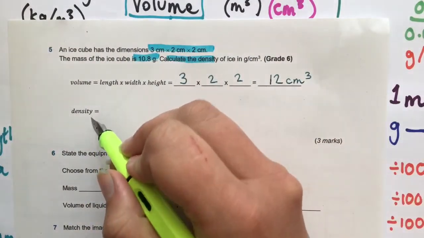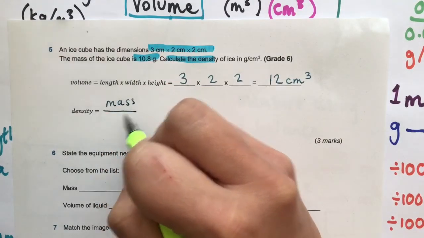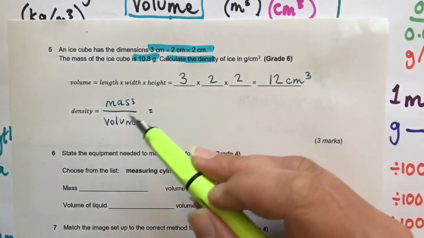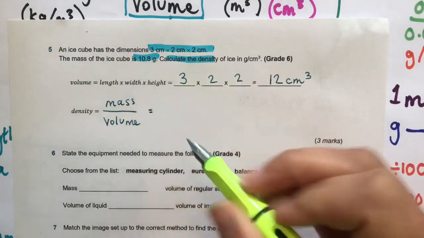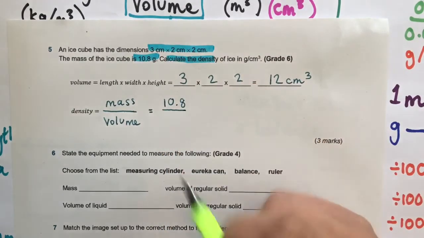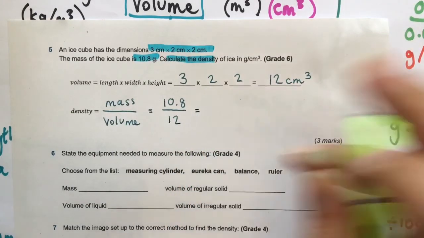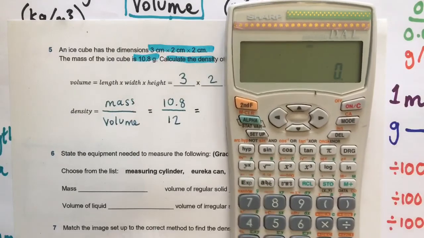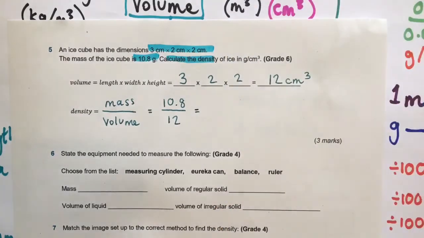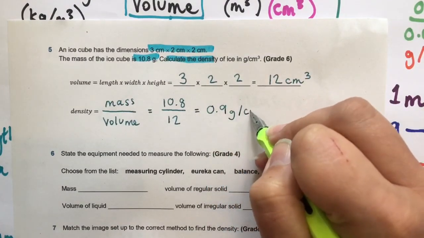And then for density, we need to write out our equation again, mass divided by volume. Substitute in our values, so the mass is 10.8 grams. The volume we've just worked out is 12. So 10.8 divided by 12 is 0.9. So 0.9 grams per centimetre cubed.